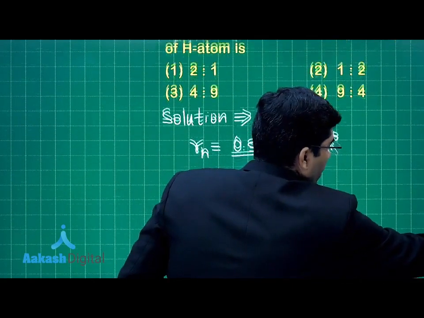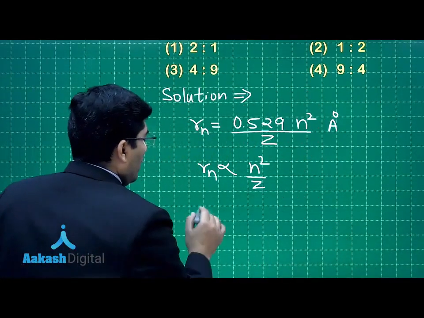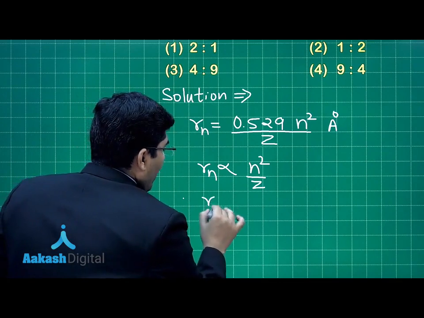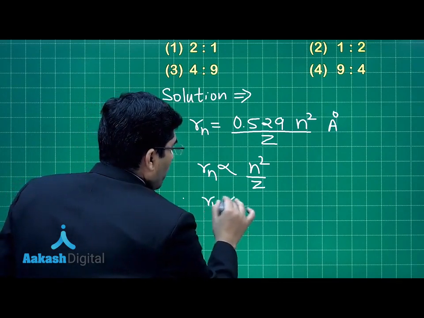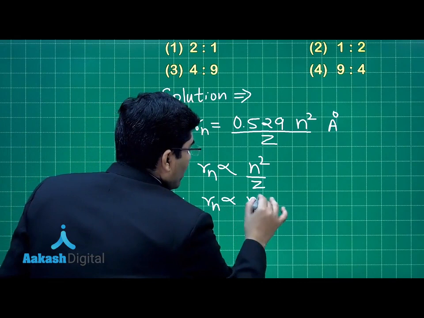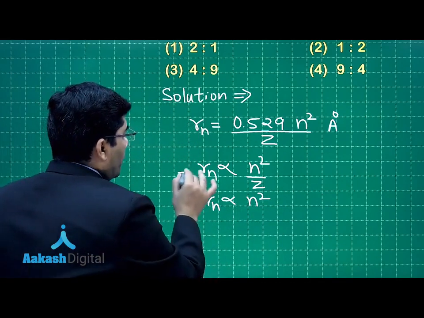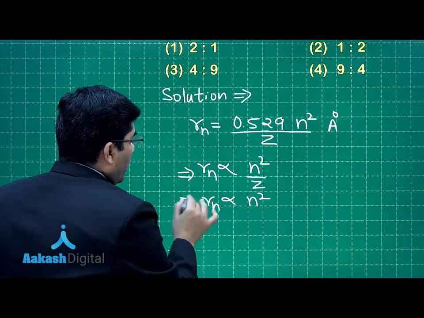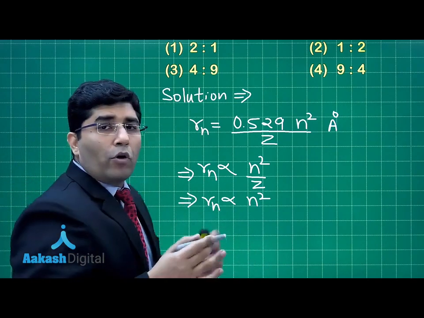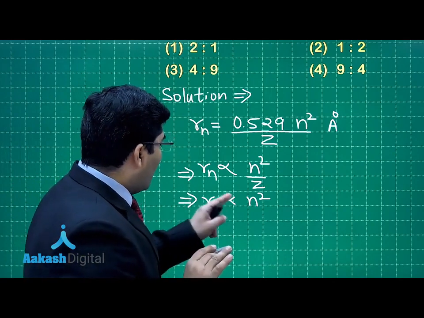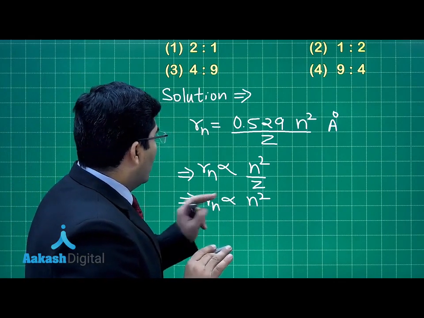Therefore, Rn is proportional to n square. Now we have omitted this z. Why? Because z is not changing. We are talking about the hydrogen atom. Z is 1, so that is not changing. R is proportional to n square.